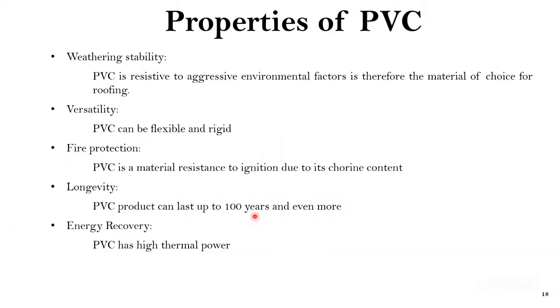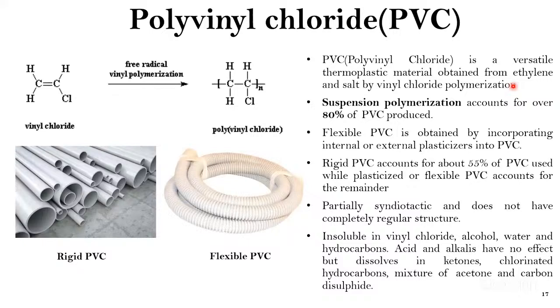So PVC has a lot of properties. First is the weathering stability. We will see PVC is resistant to aggressive environmental factors. Ma'am, one doubt. This solvent we are talking about, chlorinated hydrocarbon or acetone or ketone, what is the purpose of these solvents with PVC? Is there any application, or any industry that uses this solvent with PVC?